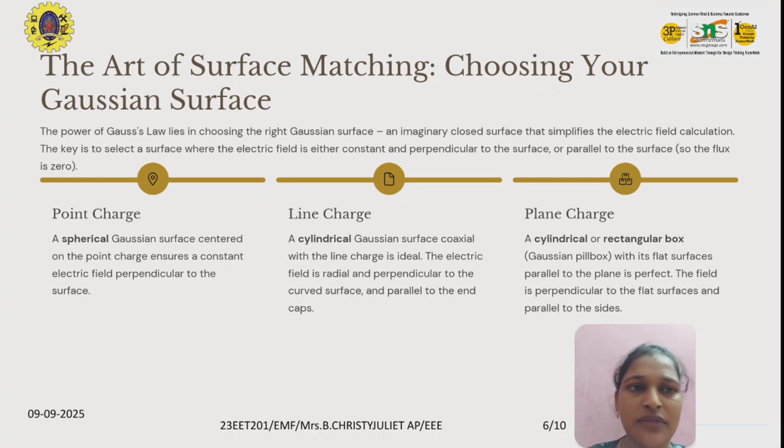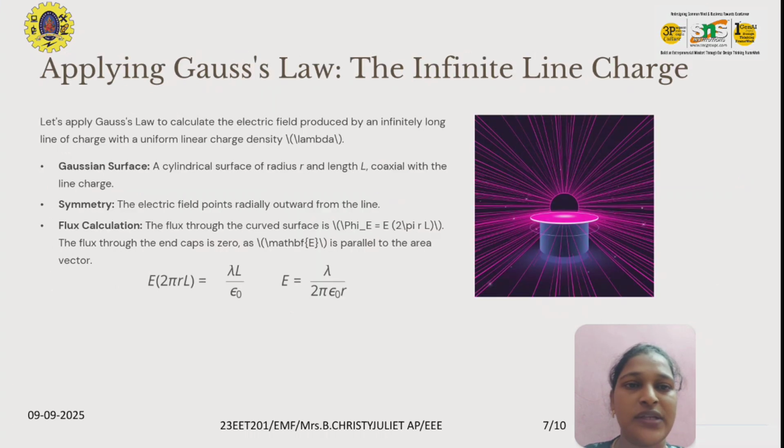But what is a Gaussian surface? It is an imaginary closed surface that simplifies the electric field calculations, because if you want to apply Gauss law or find any field, first you need to assume a contour or a surface. You need to have an imaginary area inside which you can find the electric field. That imaginary closed surface you assume is the Gaussian surface.